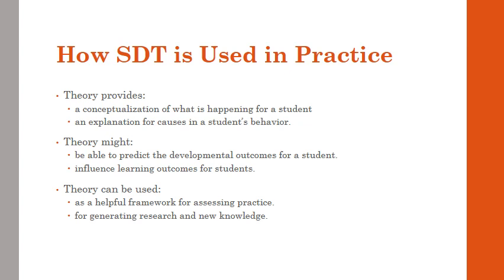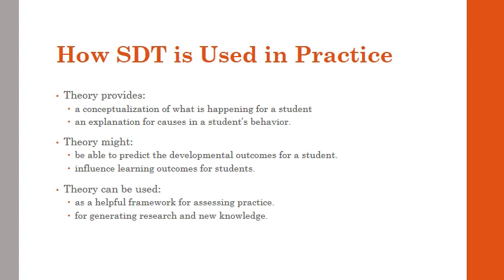So how student development theory is used in practice is it does a few different things. So theory provides an explanation, a conceptualization of what might be happening for a student. It can also explain a cause in students' behavior. So I want to use some examples from a transition theory and a few other theories you might have heard about in student affairs work.